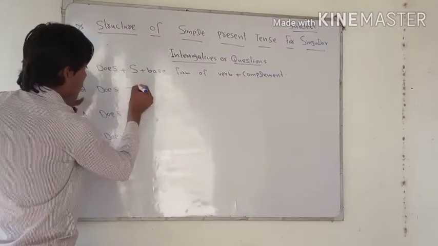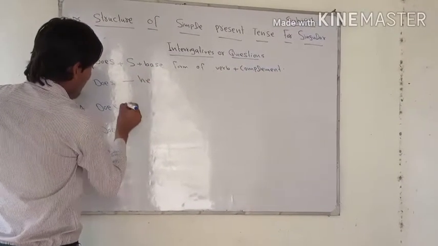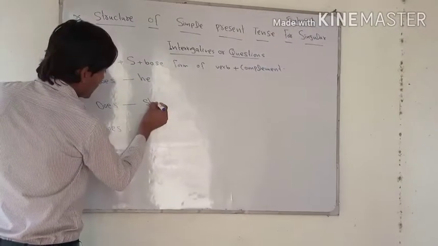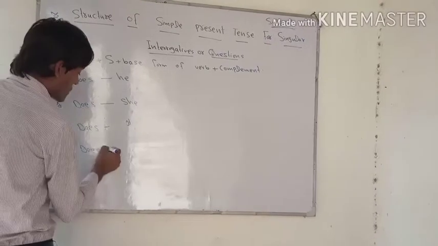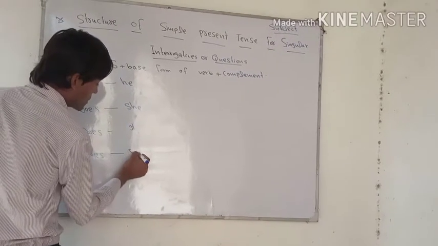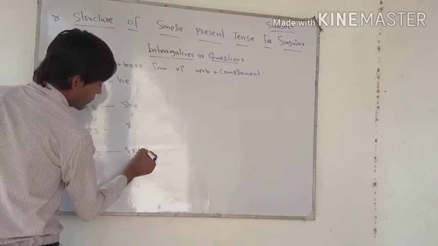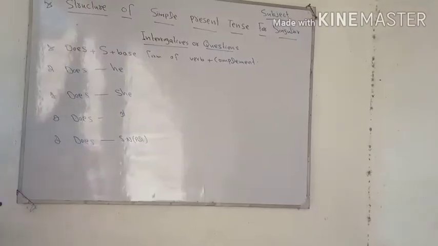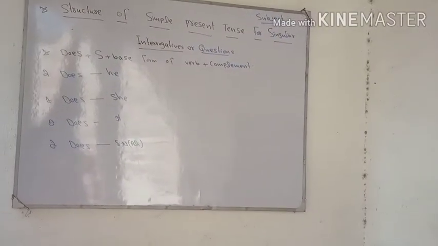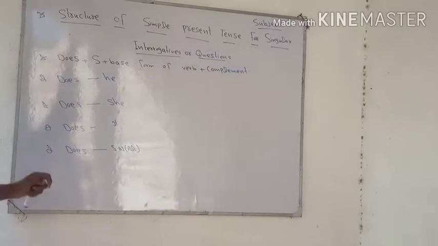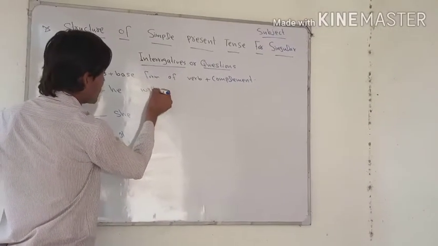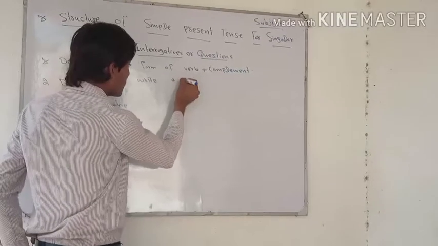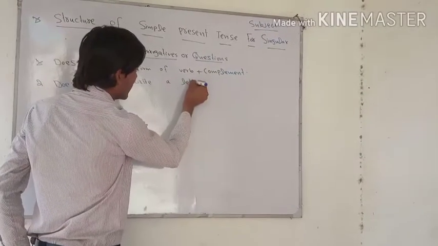Does is followed by he, and also by she, and by it, and it also is followed by a singular noun. A singular noun here means, for example, Ali, Umar, etc. And then we have to add the base form verb. For example, I say, does he write a letter? Write is the base form. Does he write a letter? So here, a letter is the complement.